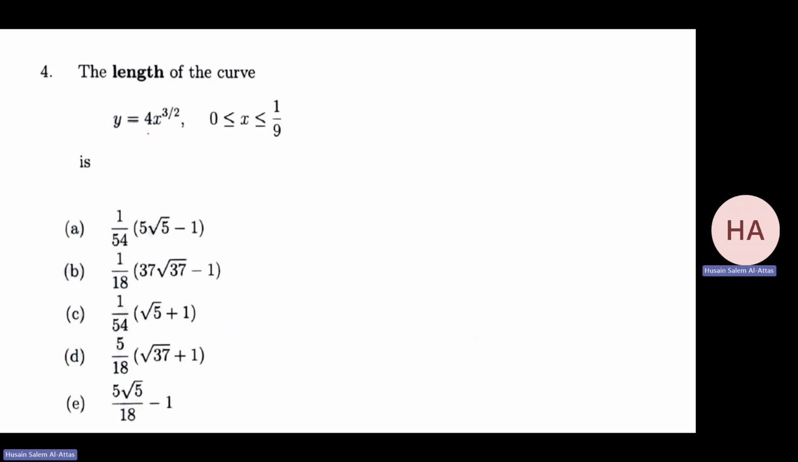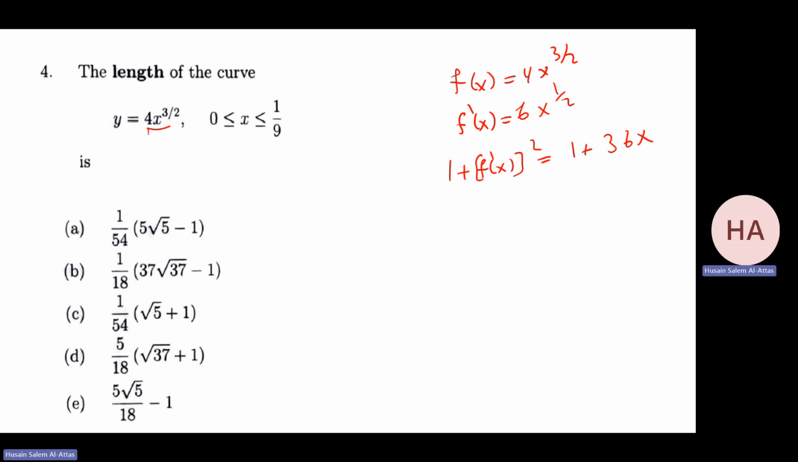Okay. Now I have f of x equals x to the power 3 over 2. F prime will be 6x to the power half. 1 plus f prime of x squared will be 1 plus 36x. L will be from 0 to 1 over 9 of the square root of this.